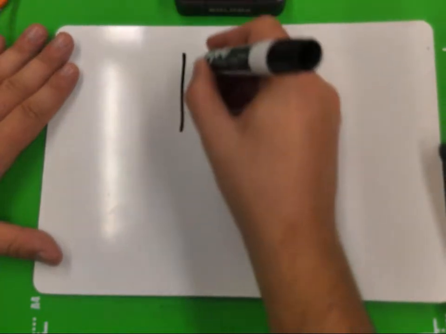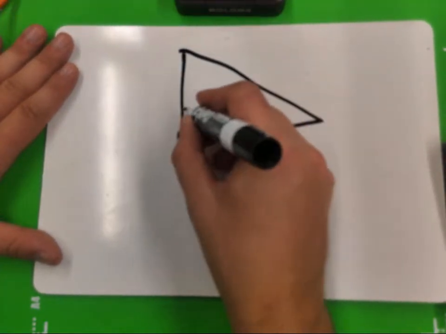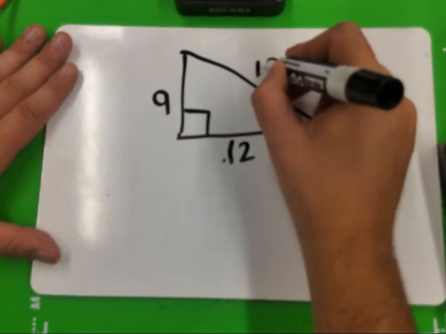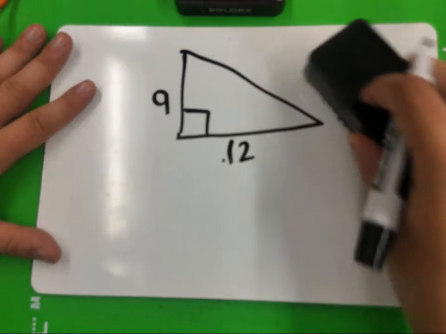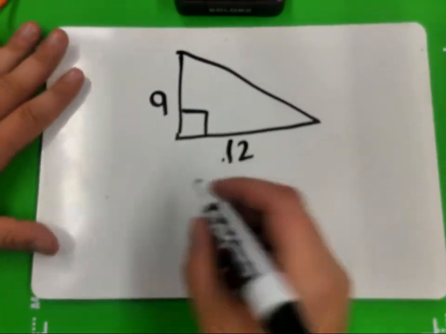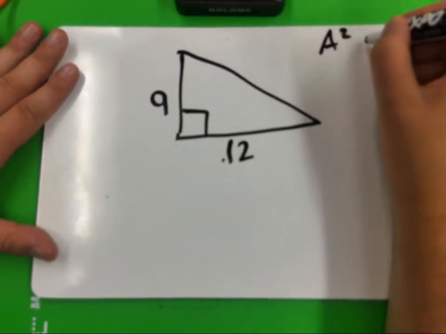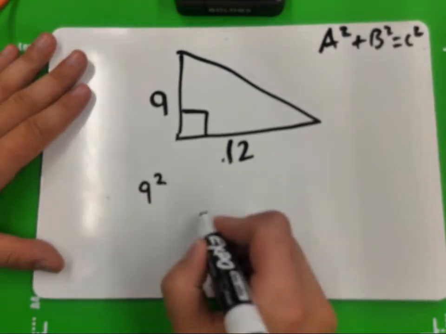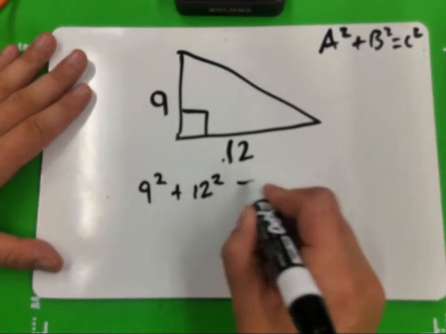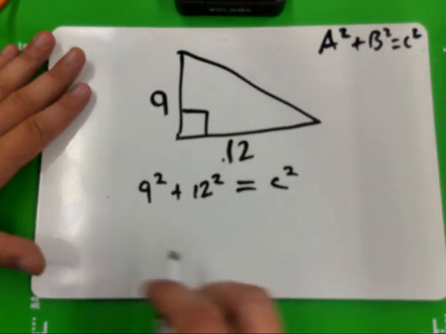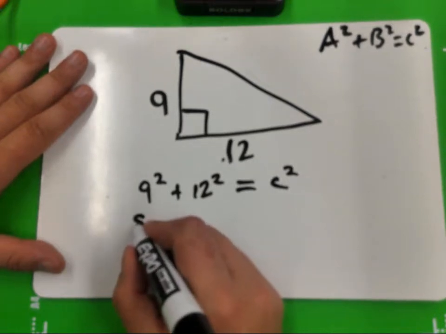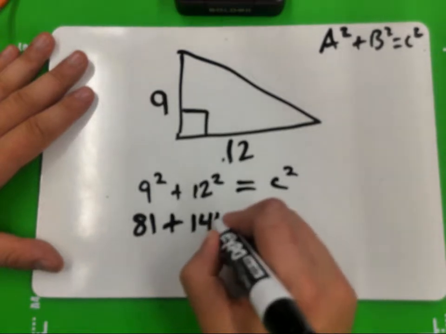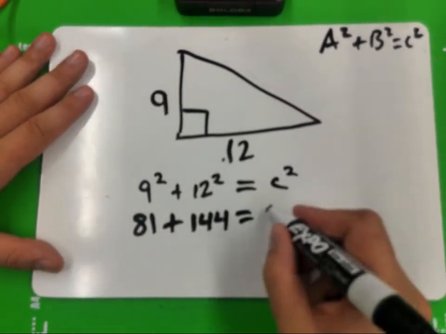So here's my triangle. There's my right angle. Put 9, 12, and 15. Let's pretend we don't know what it is. We know it's going to be 15, but we'll pretend we don't know. So we have right up here in the corner, a squared plus b squared equals c squared. So 9 squared plus 12 squared equals c squared. 9 squared, 9 times 9 is 81, plus 12 squared, 12 times 12 is 144, equals c squared.